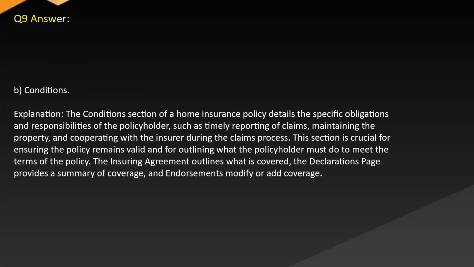Answer: B. Conditions. Explanation: the conditions section of a home insurance policy details the specific obligations and responsibilities of the policyholder, such as timely reporting of claims, maintaining the property, and cooperating with the insurer during the claims process. This section is crucial for ensuring the policy remains valid and for outlining what the policyholder must do to meet the terms of the policy. The insuring agreement outlines what is covered. The declarations page provides a summary of coverage, and endorsements modify or add coverage.